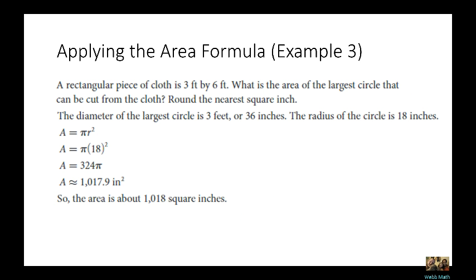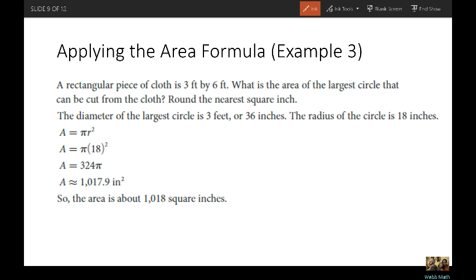So applying the area formula, example 3: a rectangular piece of cloth is 3 feet by 6 feet. What is the area of the largest circle that can be cut from the cloth? Round to the nearest inch. So basically let me draw a pretty picture here. The diameter of the largest circle is 3 feet. They're saying inches, so I guess we'll use inches. Okay, the radius of the circle is 18 inches.